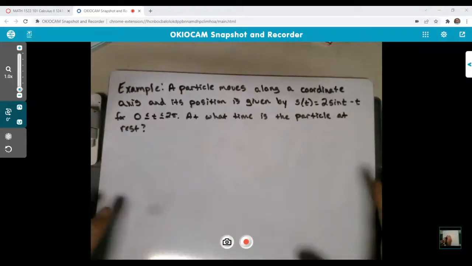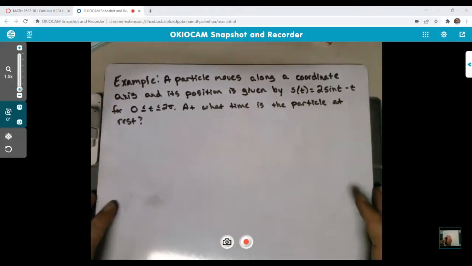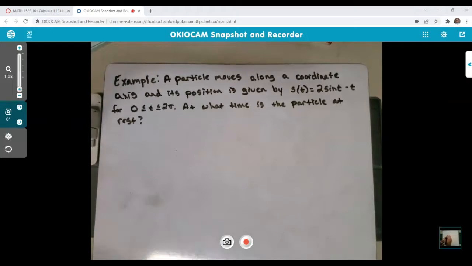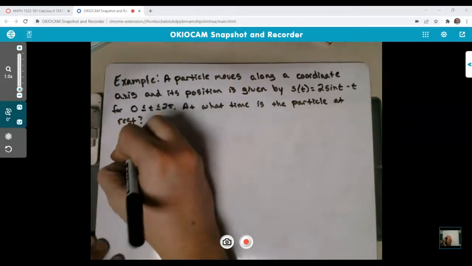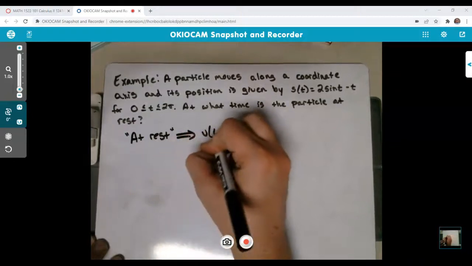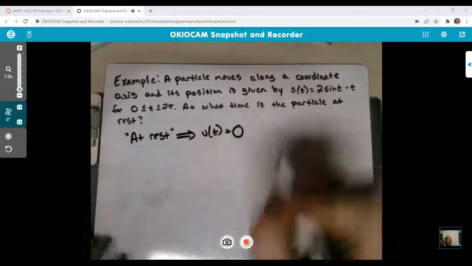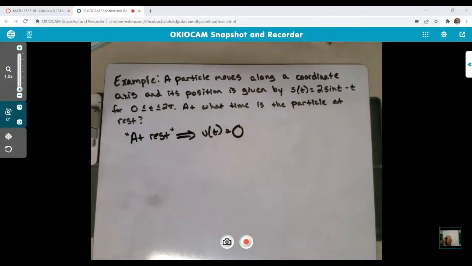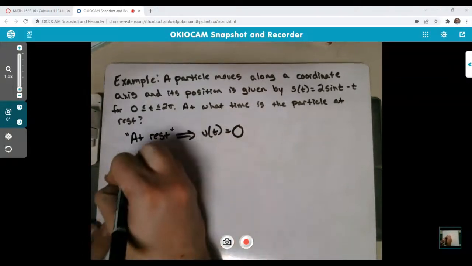So, example, a particle moves along a coordinate axis and its position at any time t is s of t equals 2 sine of t minus t, where t is between 0 and 2 pi. At what time is the particle at rest? So remember we said at rest. If you ever see the words at rest, that means velocity is equal to 0.